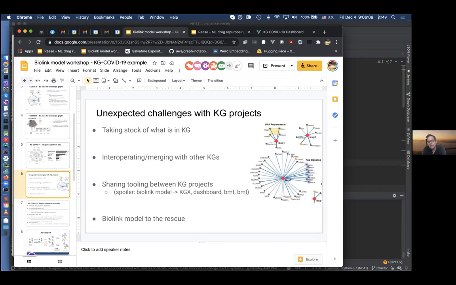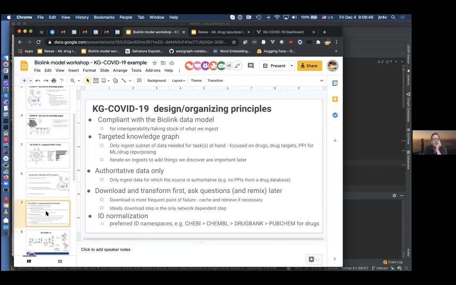And sharing tooling between knowledge graph projects is also non-trivial. I'll give you a little spoiler. What the Biolink model gets you when you buy into it is access to these great tools like the KGX dashboard, the dashboard that I'll show you in a second, the BNT and BML, and all this great tooling that people like Deepak have been instrumental in making. You can leverage the efforts of all that great work. So that's kind of the rough pitch for the Biolink model in our use case.